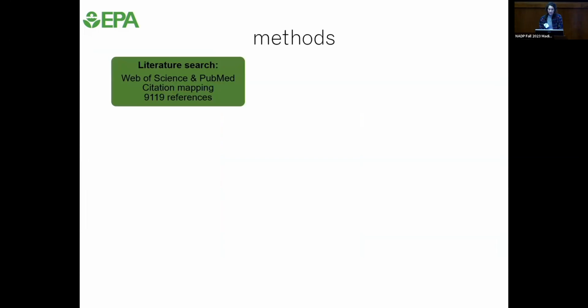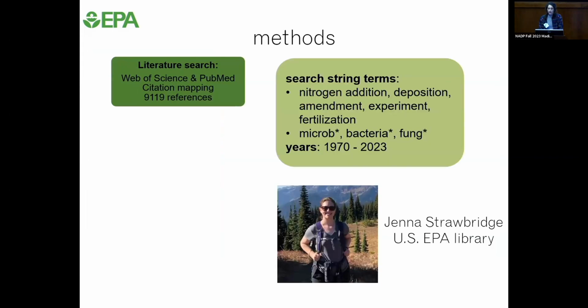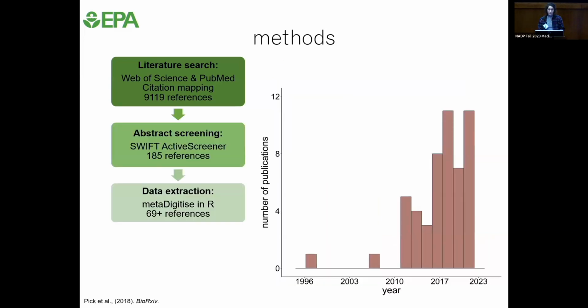Okay, so getting to the methods of this, we did a literature search through Web of Science and PubMed. We ended up with about 9,000 references. And we were looking for nitrogen addition experiments that also manipulated some type of climate change factor from 1970 to 2023. And I would like to recognize Jenna Strawbridge of the EPA library who really helped lead this part of the project. I then used a program to screen abstracts, so I didn't read all 9,000 papers, but it got me down to about 185 references.